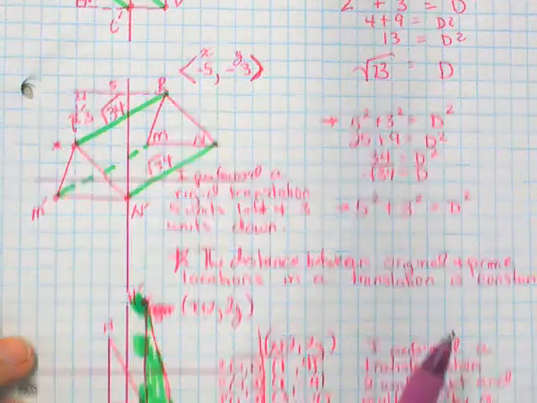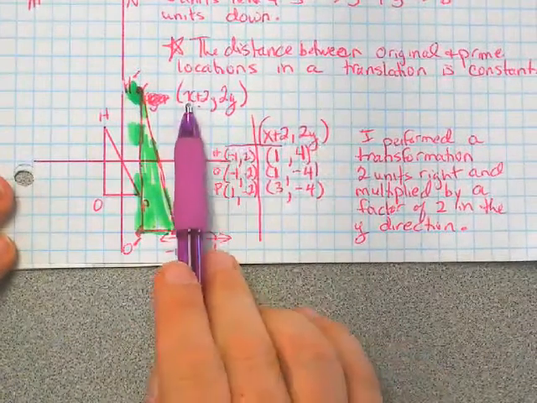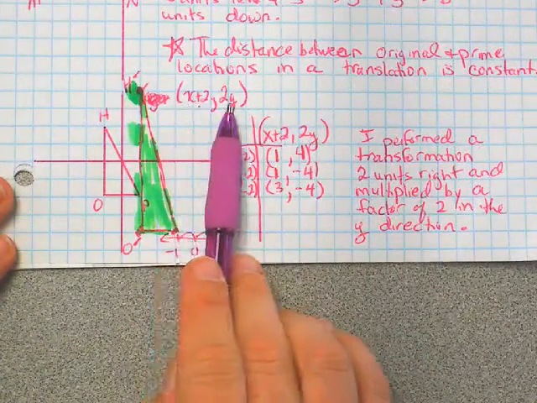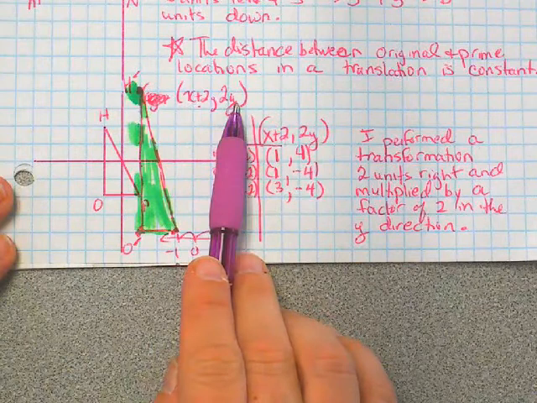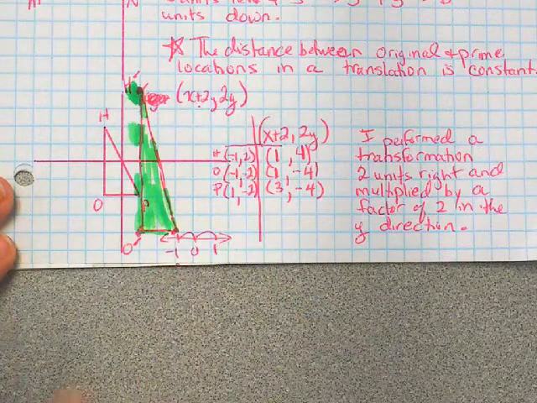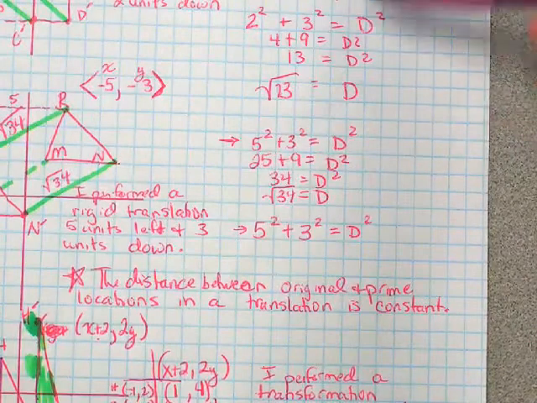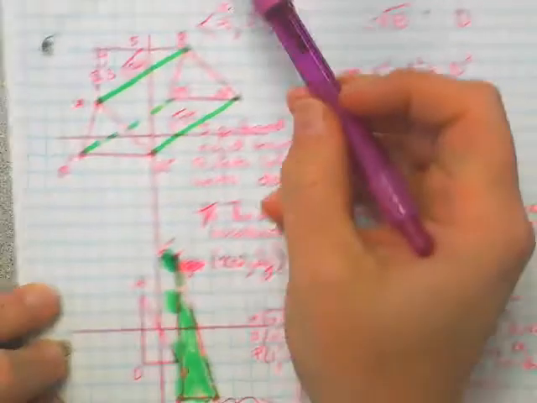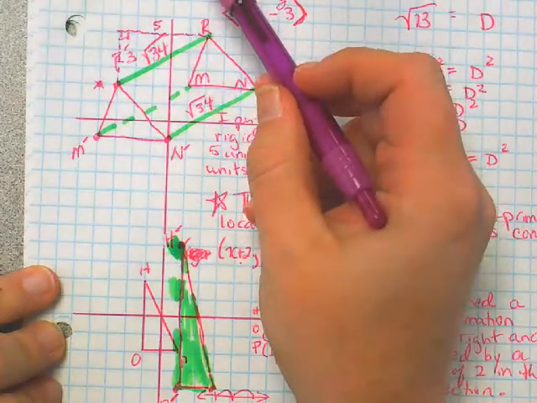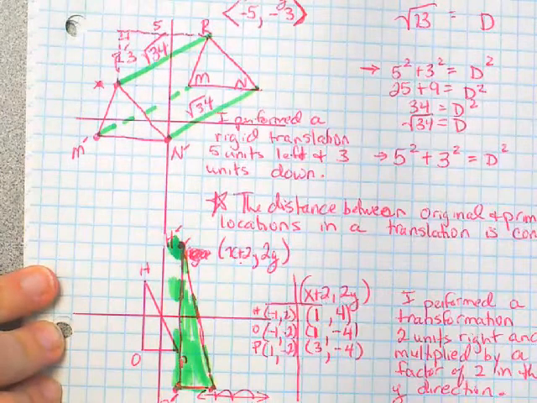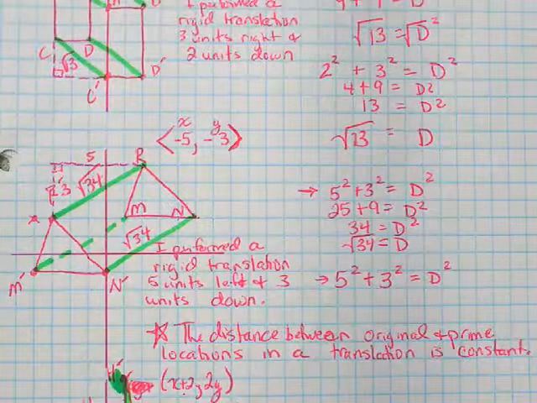So what did we learn? We learned vector notation, directional notation, and this is coordinate notation, but we would also call this transformational notation. We also checked our distance, and we saw that on a translation, the distance stays the same.